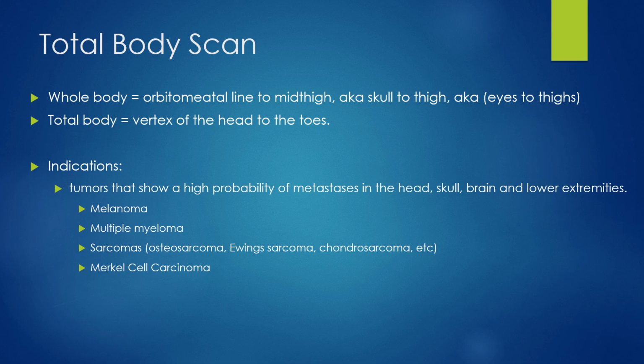Indications for a total body scan are tumors that show high probability of metastases in the head, skull, brain, and lower extremities. So this would be melanoma, multiple myeloma, many types of sarcomas that can go to bones anywhere, osteosarcoma, Ewing's, or chondrosarcomas, for example. And then also Merkel cell carcinoma has a high probability of metastasizing to lower extremities or the skull.